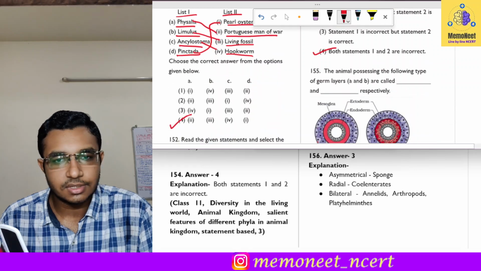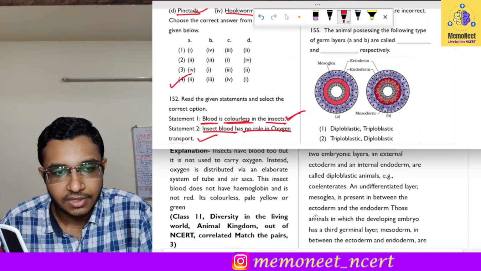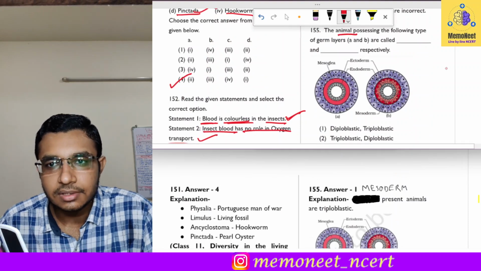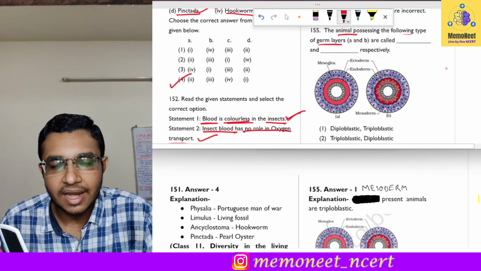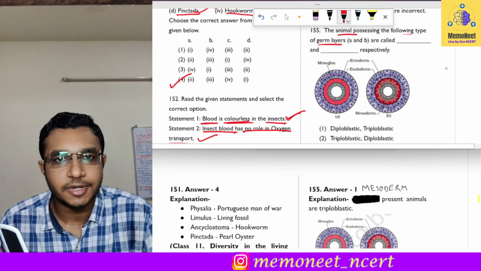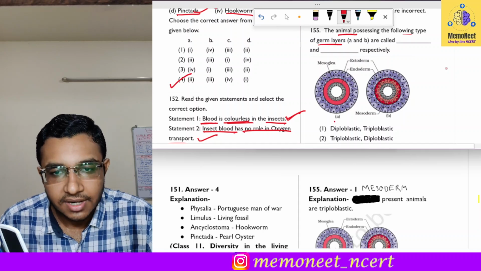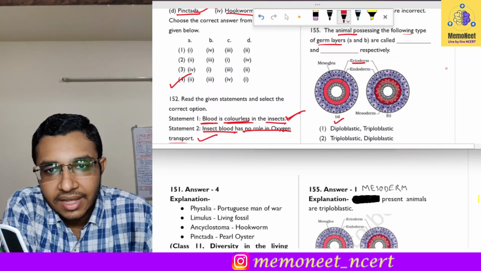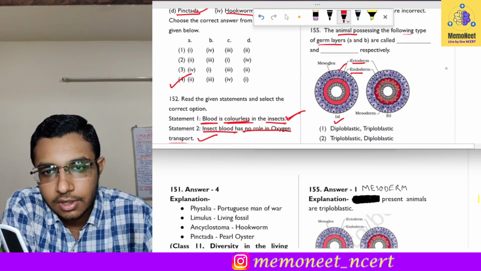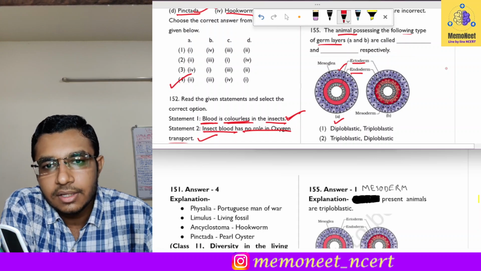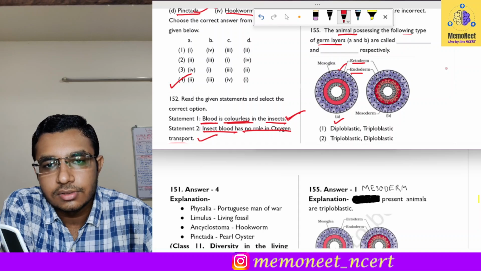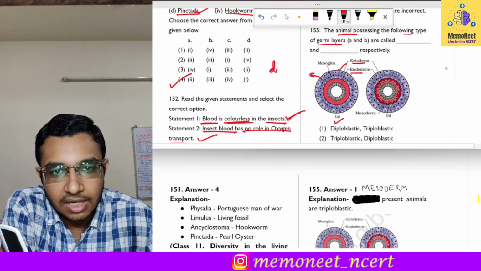The next question is question number 155. This question states that the animal possessing the following type of germ layers A and B are called dash and dash respectively. Now if we check the diagram A, what you can see is the ectoderm is present, the endoderm is present, but the mesoderm is not present. Only mesoglea is present. So this is an example of diploblastic animal.